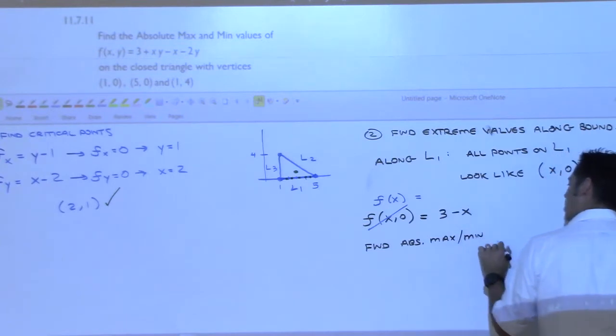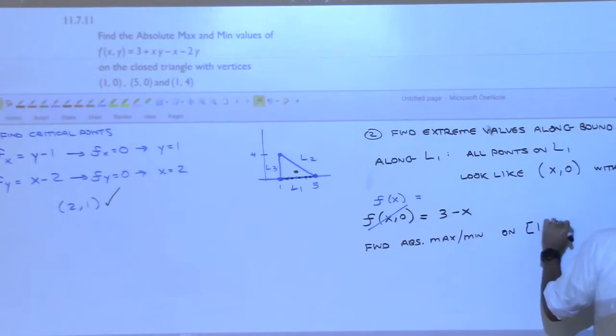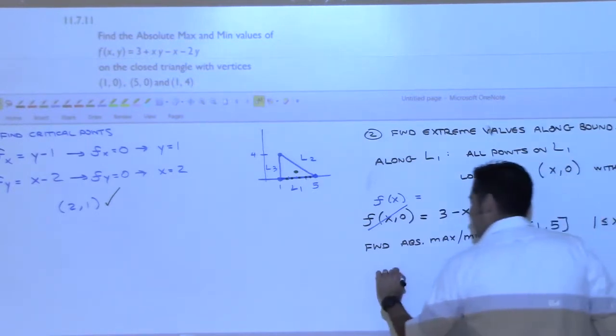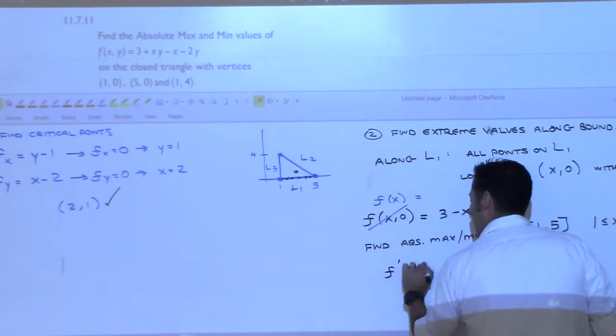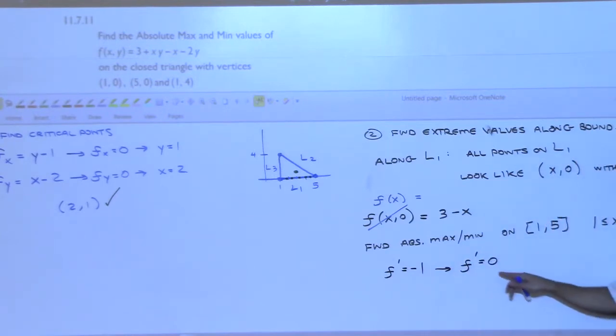Okay, so now I find the absolute max and min on the closed interval 1, 5. Now remember, x is between 1 and 5 here. So how do we find it from Cal 1? We just talked about it at the beginning of class. We take the derivative of that, and the derivative is -1. Then we take that derivative and set it equal to 0, but it's never 0, which means we don't have any critical numbers.